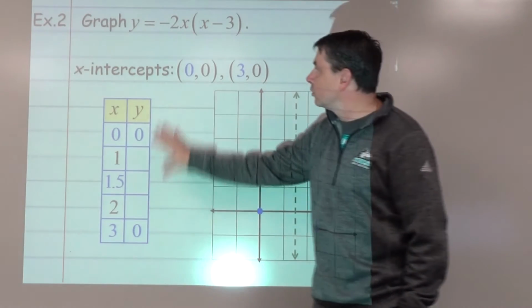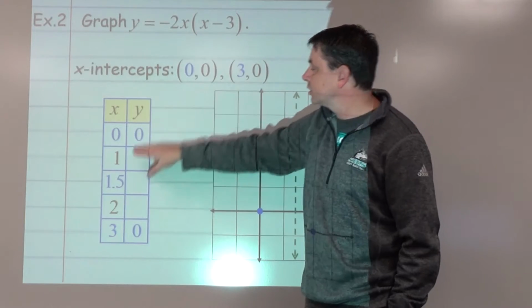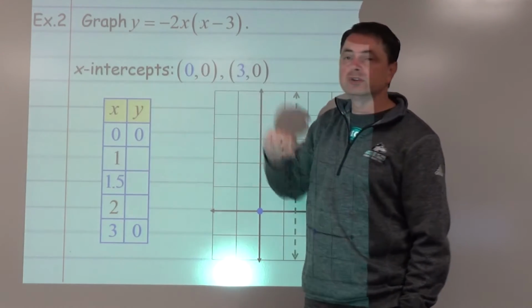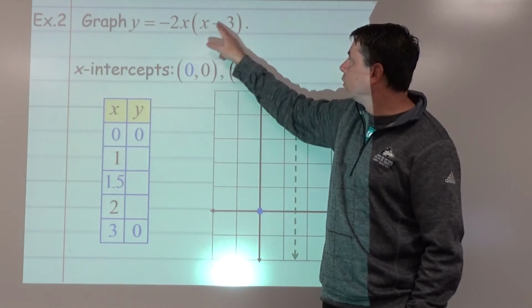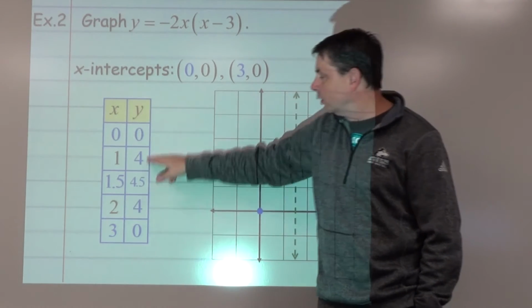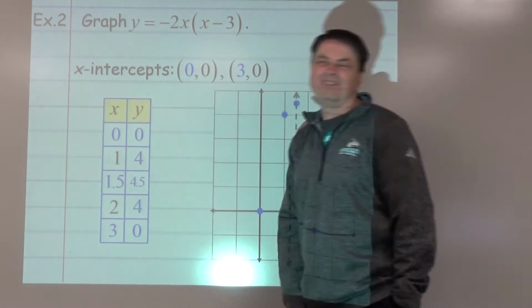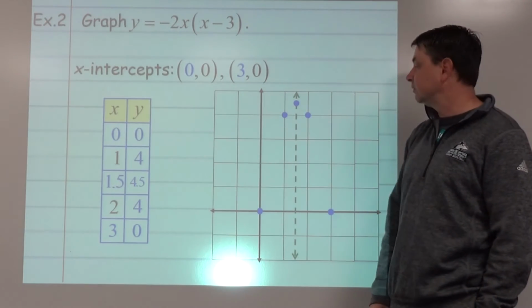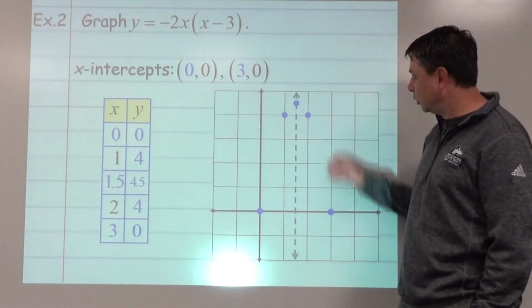So we can now substitute those values into our function, like the 1, negative 2 times 1 is negative 2. 1 minus 3 is negative 2. Multiply those together, you get 4. And when you do the 1.5, you would get 4.5. So here are our points.